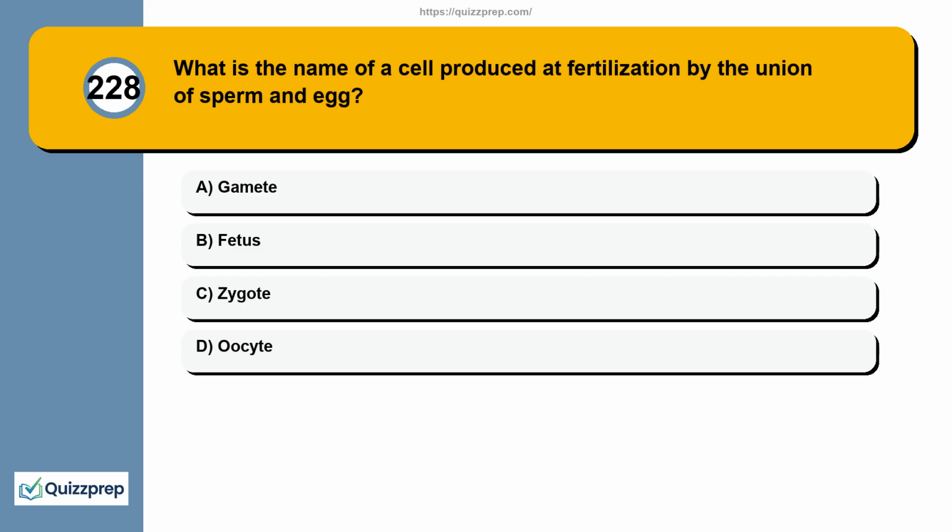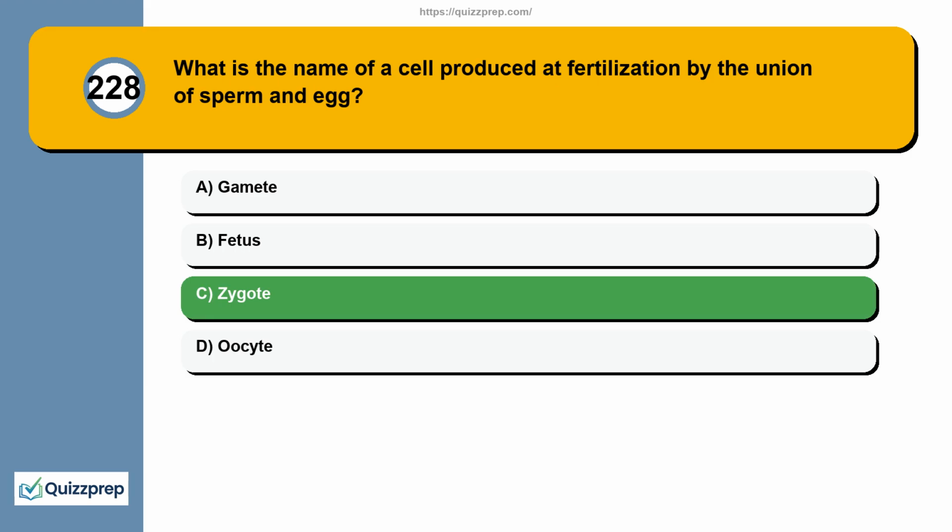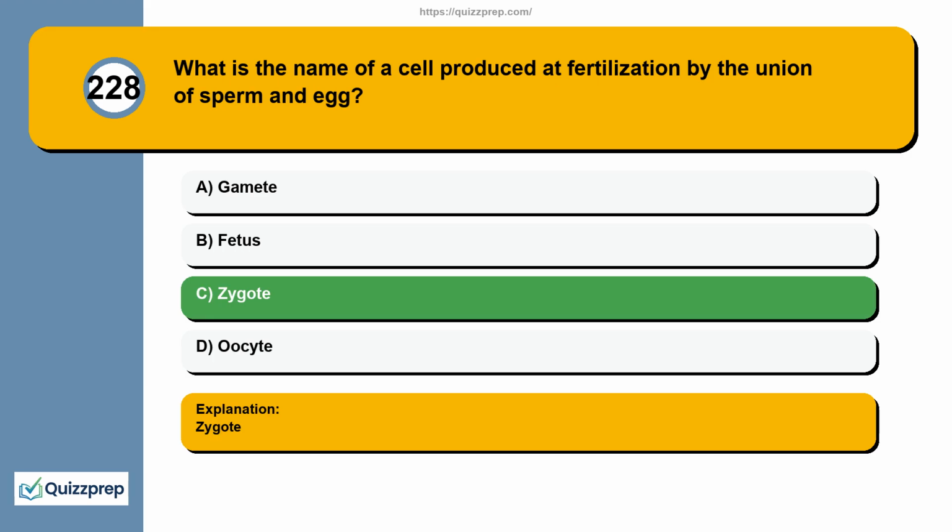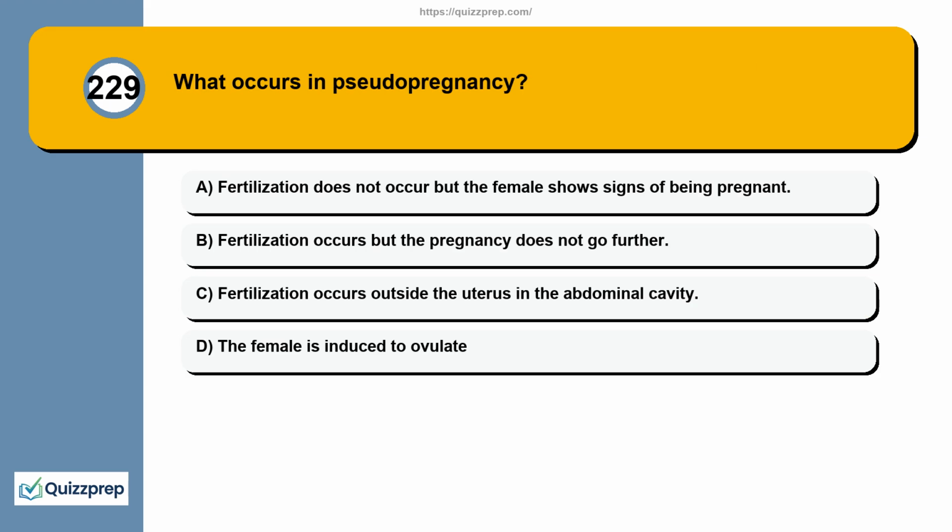Question 228. What is the name of a cell produced at fertilization by the union of sperm and egg? Option A. Gamete. Option B. Fetus. Option C. Zygote. Option D. Oocyte. The correct answer is option C. Zygote.